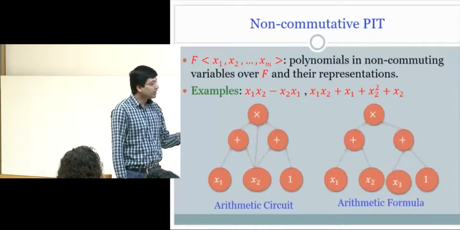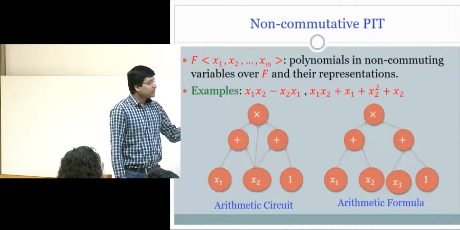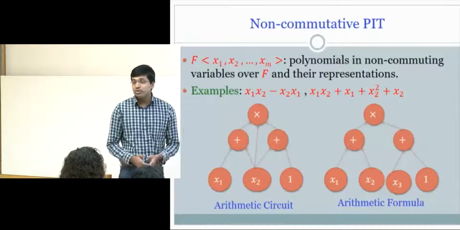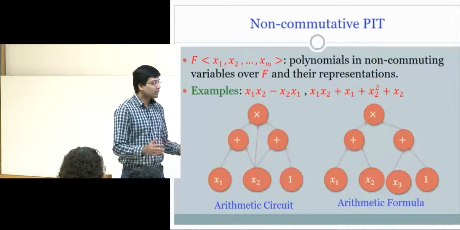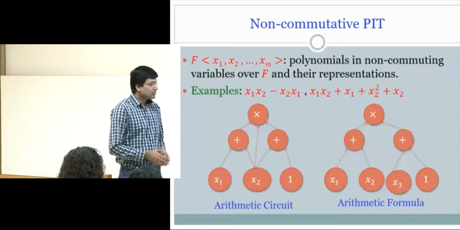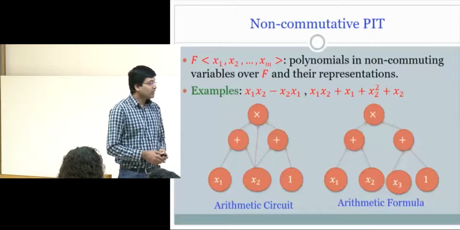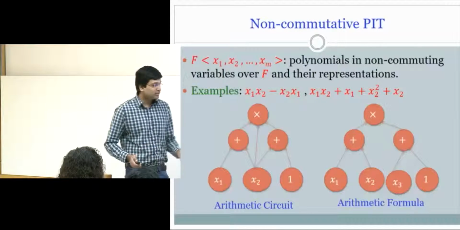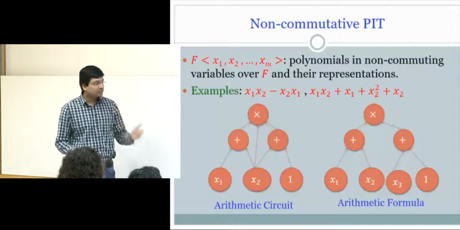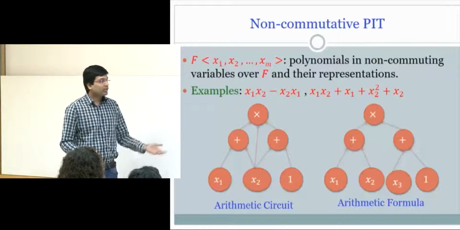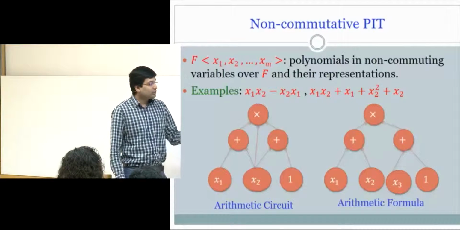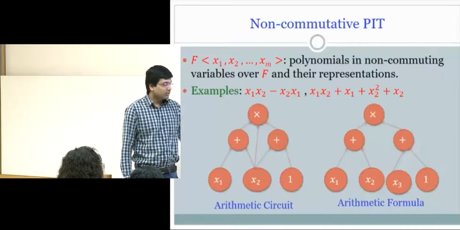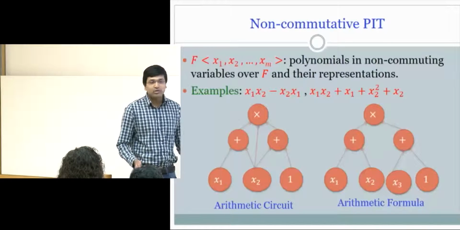Again, the representation of a polynomial is given in the form of an arithmetic circuit or an arithmetic formula. The only difference from the commutative case is that each product gate also comes with a left edge and a right edge, and the multiplication has to be done in that order. Otherwise it's just the usual model of an arithmetic circuit. And the question again is, given two representations as circuits or formulas, check if they compute the same polynomial or not.